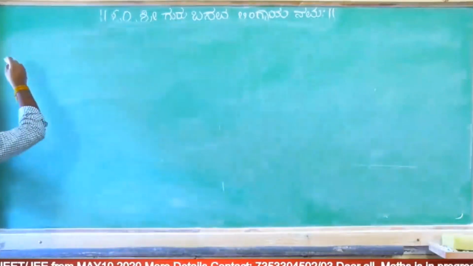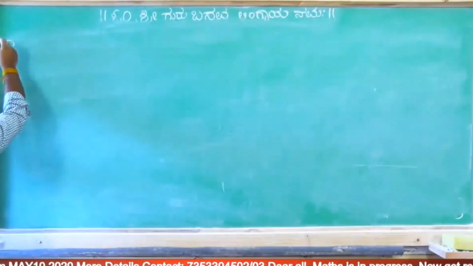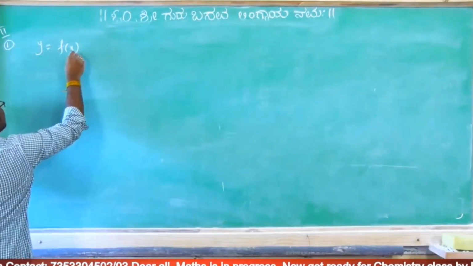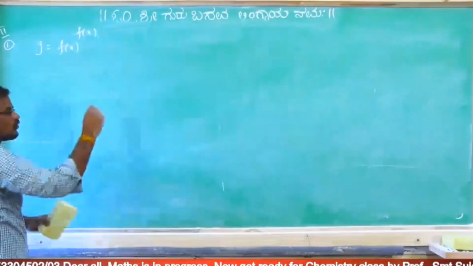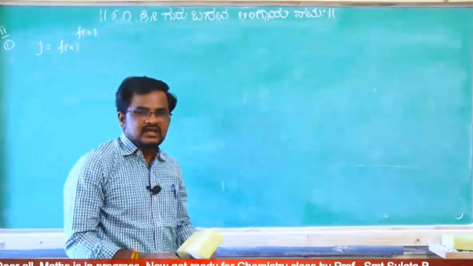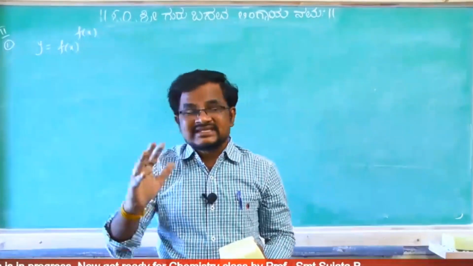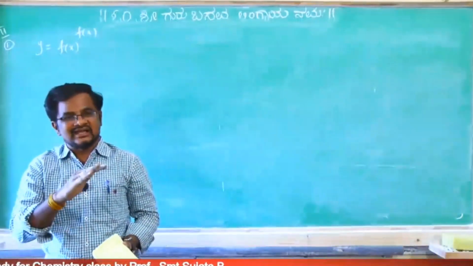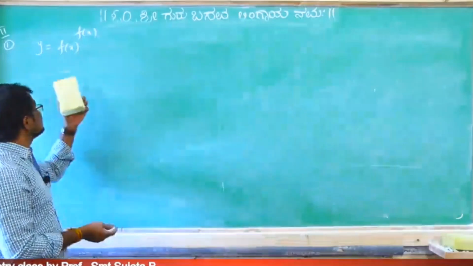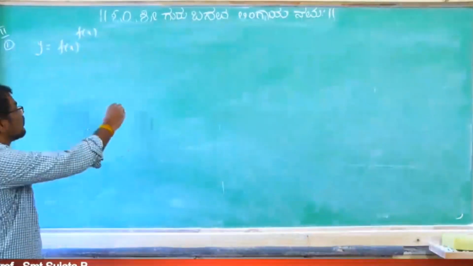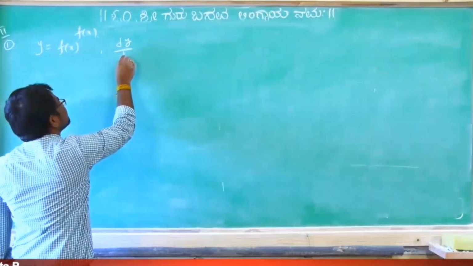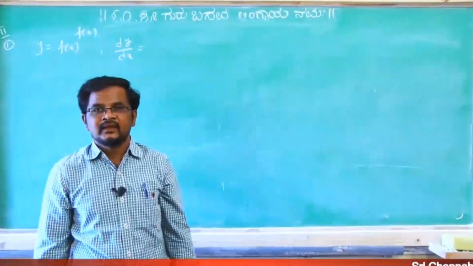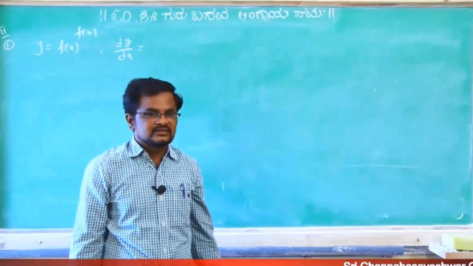Next, the second one. In this, what do we have to take? y equals f of x whole power f of x, meaning a function to the power of the same function. The previous one was a function to the power of another function. Now this one is a function to the power of the same function. What do we have to find? dy by dx we have to find.